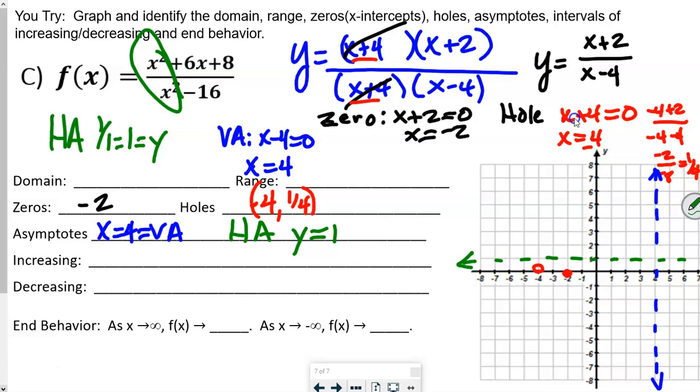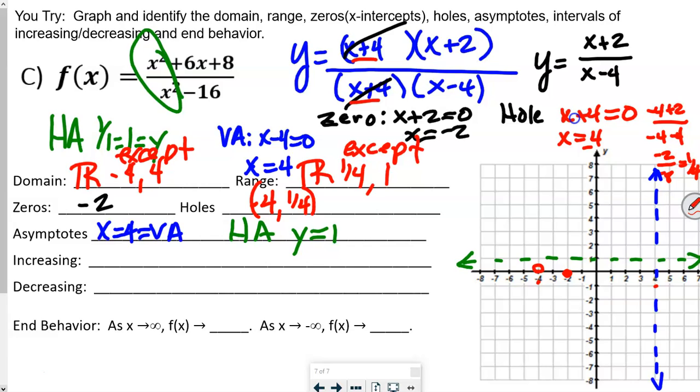Now, honestly, even before we graph, by now, you guys should be able to tell me the domain and range. Okay, so the domain this time is going to be all real numbers except what? Look right here, -4 and +4, right? -4 and +4. And our range is going to be all real numbers except what? Our y value, which was 1/4, so except, sorry, I should have put except over here too, y'all, except those two. 1/4, and then our horizontal asymptote, right?